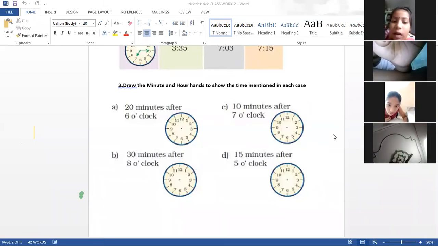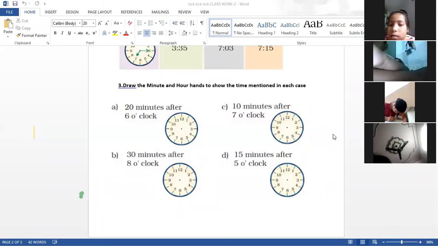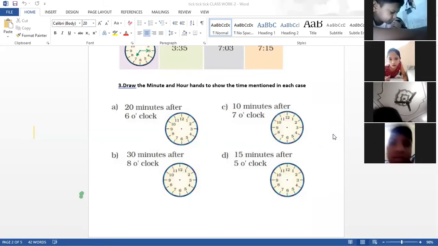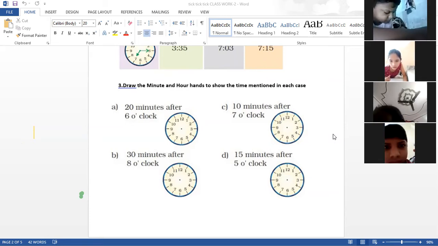Next. Here time is given. You have to draw the minute hand and hour hand. Reverse. Time is given.